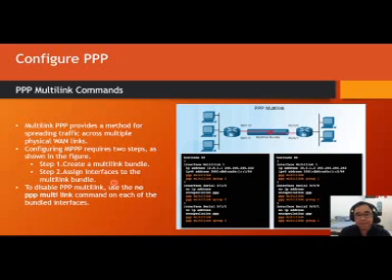Create a multi-link bundle. Assign an interface to the multi-link bundle. Here we assign the interface. To disable PPP multi-link, use the no ppp multilink command on each of the bundle interfaces.